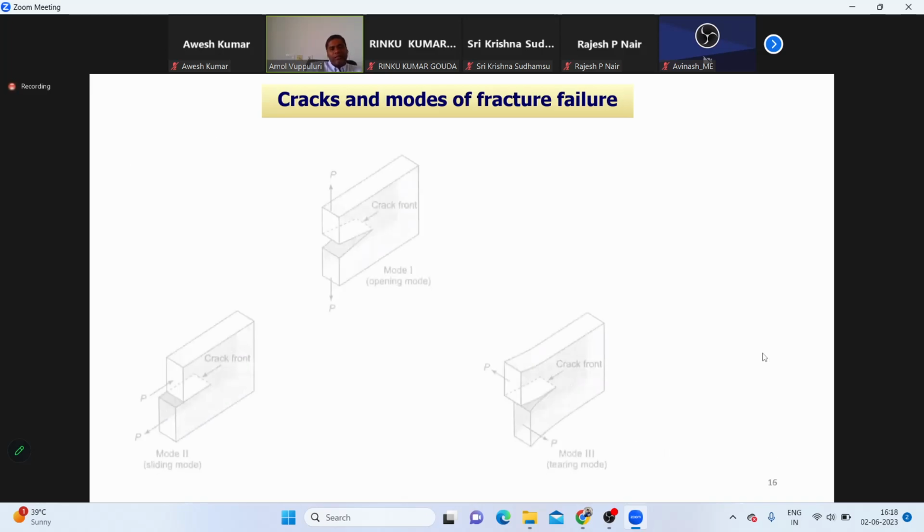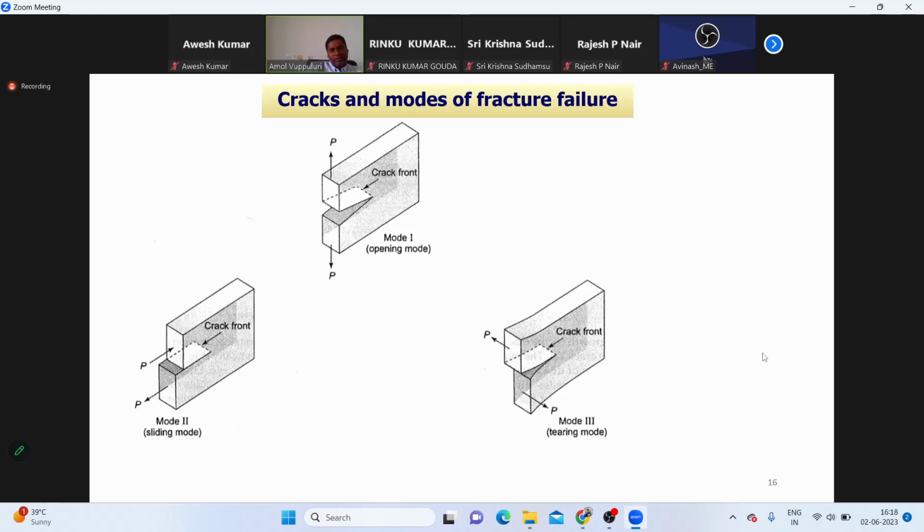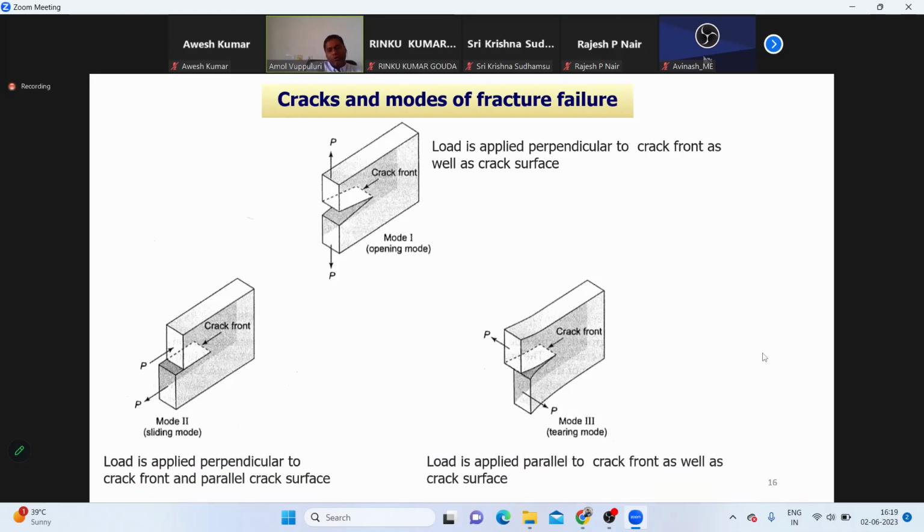And these cracks could be primarily subjected to three kinds of load. One is called mode 1, where the crack is subjected to a load that is perpendicular to the crack front or crack surface. Similarly, you have mode 2, where your crack front is subjected to shear. And the third one is mode 3, which is also called the tearing mode, okay, where the load is applied parallel to the crack front as well as the crack surface. Okay, so the crack front is nothing but the tip of the crack in 2D settings, and when it is extended in 3D, it becomes the crack front.